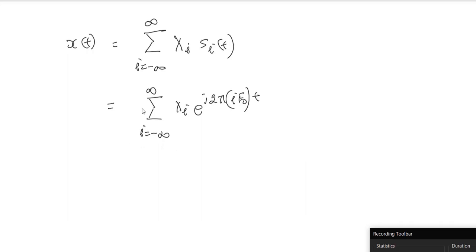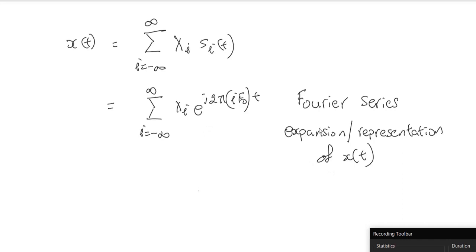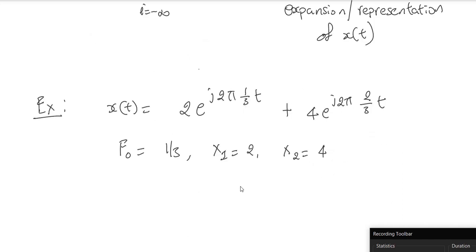So this is called the Fourier series expansion of x of t, also sometimes referred to as the Fourier series representation of x of t. Let's consider a simple example here. So x of t is 2 times e to the j 2 pi 1/3 times t plus 4 e to the j 2 pi 2/3 times t.